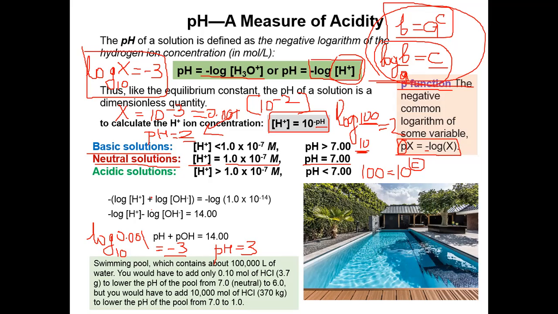So if you have an acidic solution, it means that the concentration of H plus is more than 10 to minus 7 moles per liter, which means that pH is going to be less than 7. So if we have pH less than 7, the environment is acidic and the concentration is more than 10 to minus 7 moles per liter.